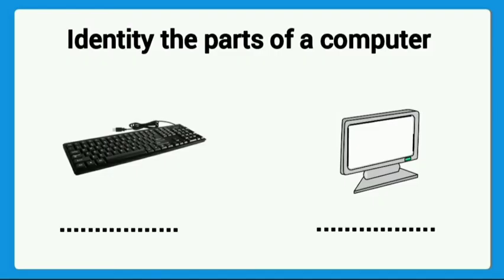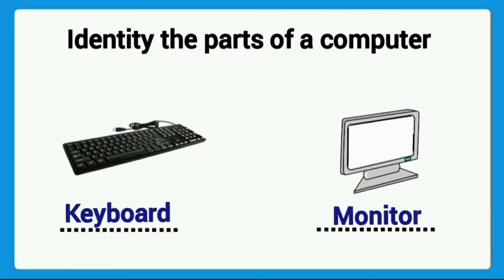Next, what is the first picture? Yes, keyboard. Spelling: K-E-Y-B-O-A-R-D, keyboard. Then second one, monitor. M-O-N-I-T-O-R, monitor.